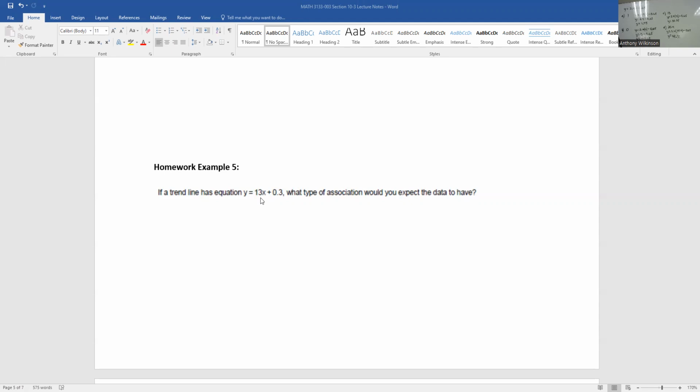So that means the type of association we would have for this data set, if there was a data set, would be positive association. All right, questions on example 5.